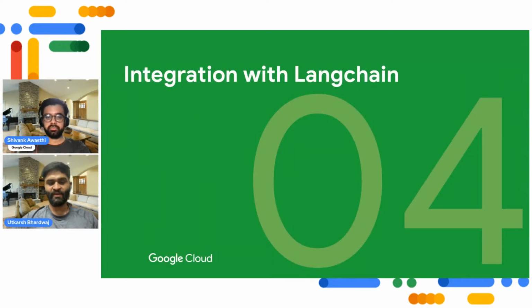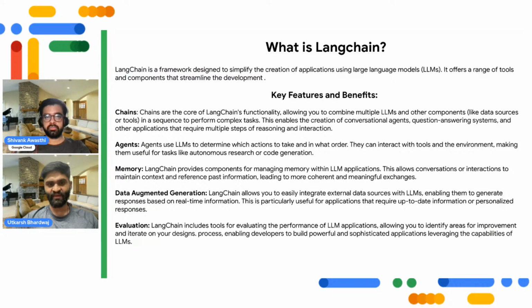Thank you. Now let's quickly understand what LangChain is and how the integration of LangChain with Vertex AI search and conversation can help you boost your application's capability by 100x. So LangChain is a framework designed to simplify the creation of applications using large language models. It offers a range of tools and components that streamline the development.